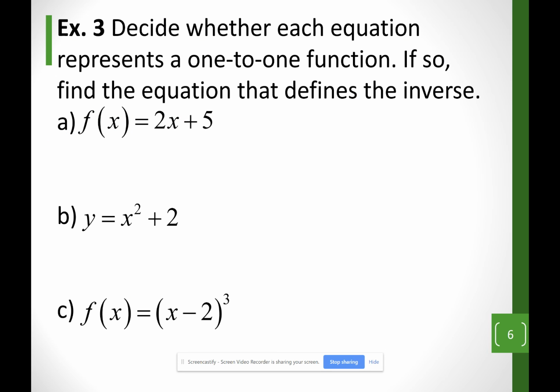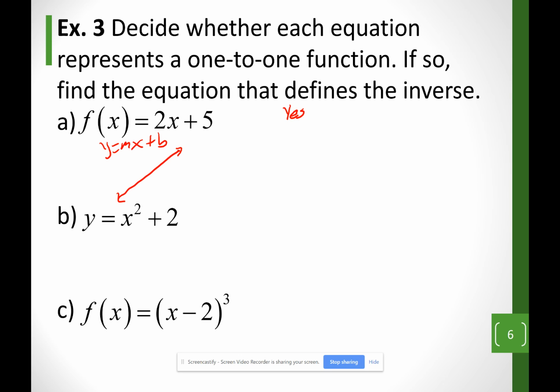Decide whether each equation represents a one-to-one function. If so, find the equation that defines the inverse. My first one, 2x plus 5, I remember y equals mx plus b. I gave you the formula before, y equals mx plus b. That gives me the equation of a line going up. So give or take, it looks like that. I can tell it is a one-to-one function. It says decide whether each function represents a one-to-one function. I'm going to say yes, it is a one-to-one.